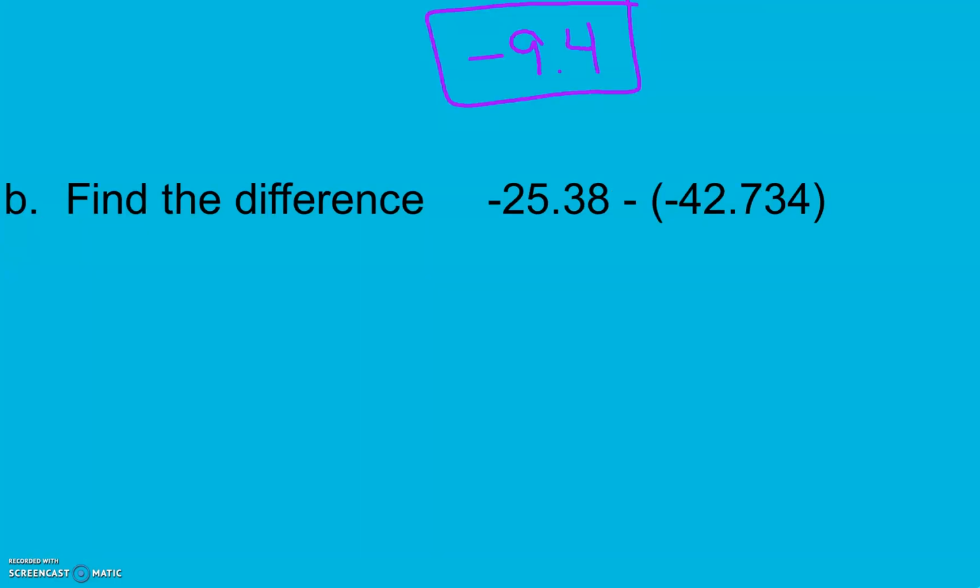In B, I have subtraction. Remember, we don't want subtraction. We always want to change it to addition when possible because we can't use our properties with subtraction the same way we can with addition. So I'm going to change from subtraction to adding, and that means I need to take the opposite of what follows. Subtraction is the opposite of addition, so we take the opposite of whatever follows. Instead of a negative 42.734, I'm going to have a positive 42.734. And I did not change my first number here, my negative 25.38.